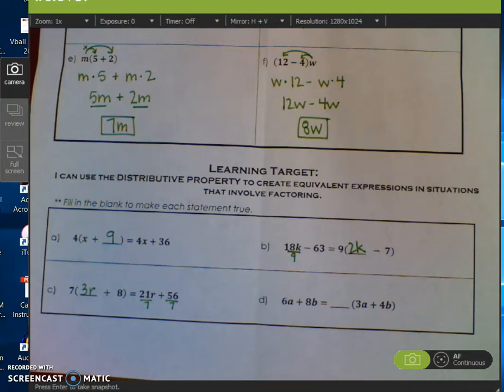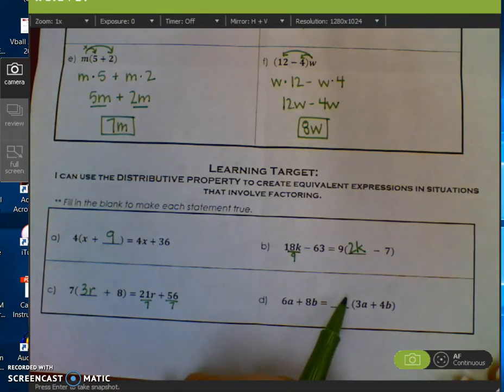Over here they make it even more difficult because they're not going to give us this term out in front. They're really going to make us think here. They're asking us to come up with, what did they do to get from 6a to 3a and 8b to 4b? What could we divide by instead of the inverse operation of multiply, because we know we're going to multiply out here? What times 3a gives us 6a that can also multiply by 4b to give us 8b?